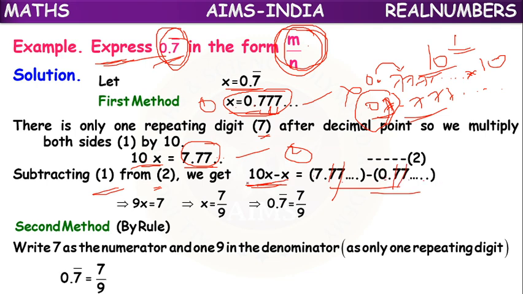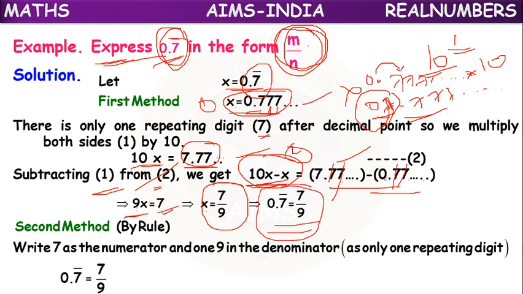So what is remaining? 10x minus x equals 9x. On the left hand side, 9x is remaining. On the right hand side, 7 is remaining. What is the coefficient of x here? 9. Let's divide, or 9 will come to this side. x equals 7 by 9. So what is x here? 0.7 bar. So 0.7 bar equals 7 by 9, according to the first method.